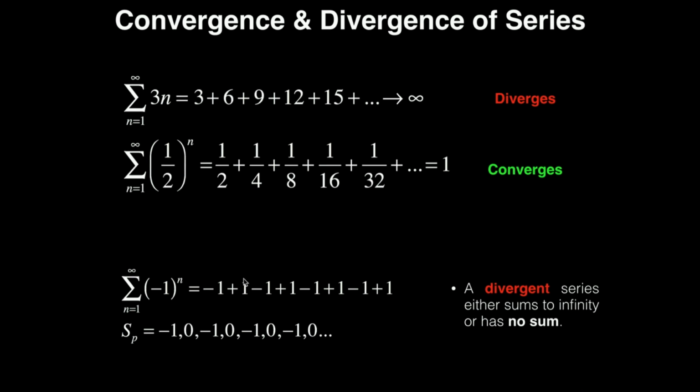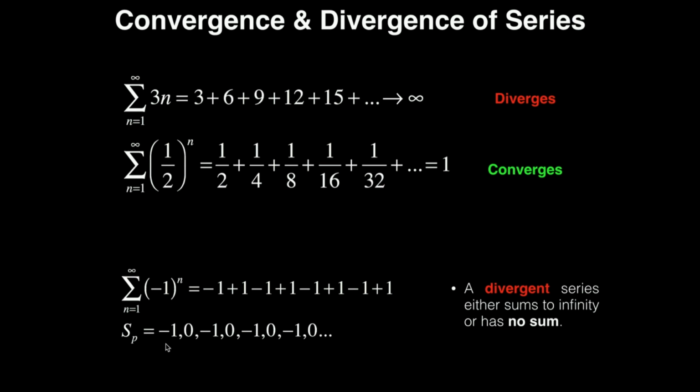But if we add a 1 to that, it becomes 0. Then we subtract 1, it goes back to -1. Then add 1, it goes to 0. And then subtract 1, it goes back to -1. So this sum of this series, even though it goes to infinity, it'll never rest on a single value.